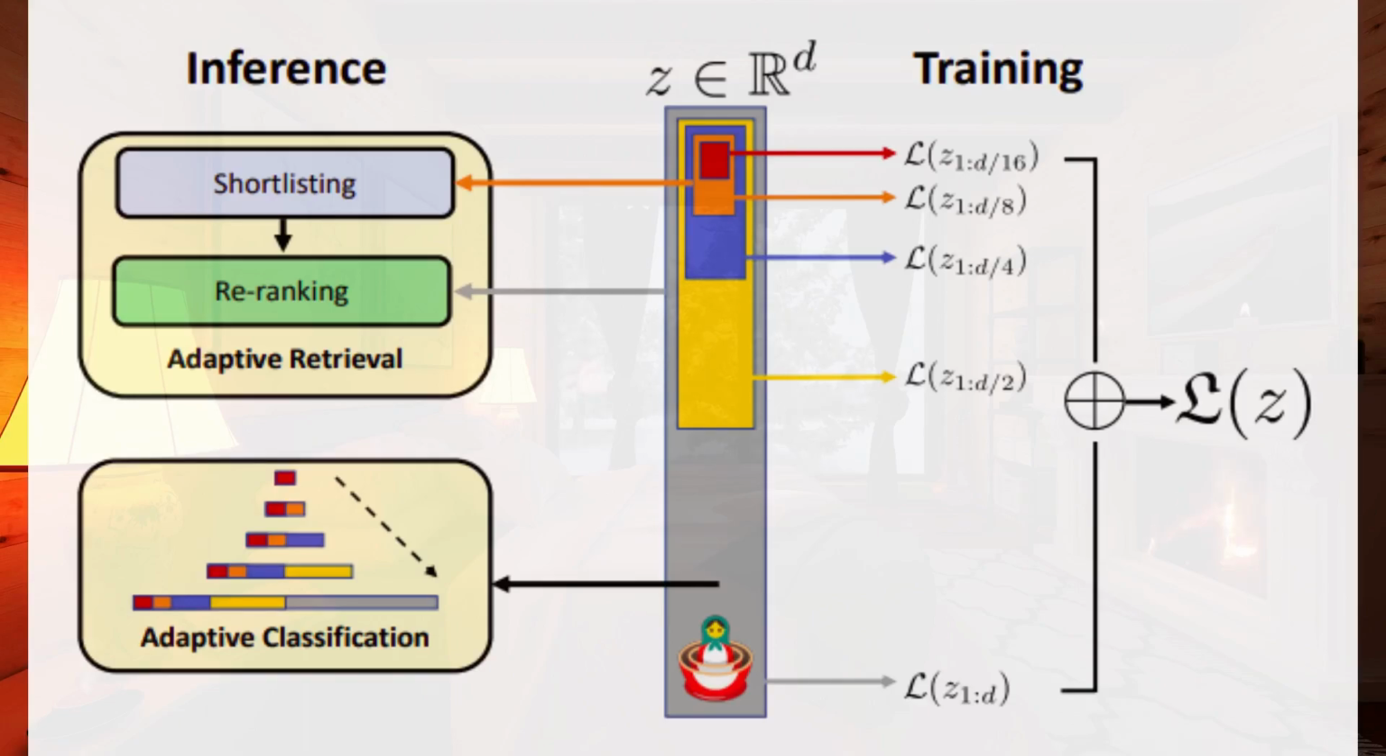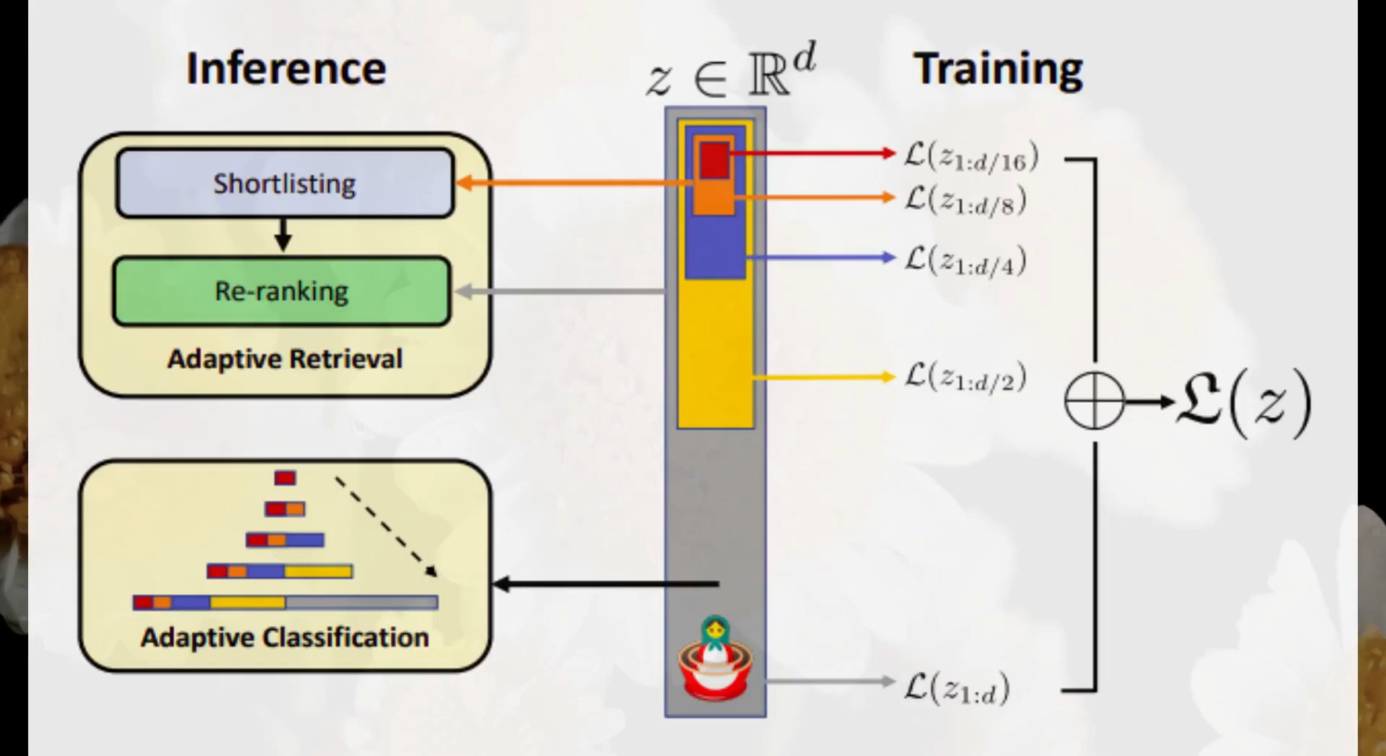Imagine a set of Russian nesting dolls, each nestled inside a larger one. MRL draws inspiration from this concept, proposing a method where models learn representations within representations, progressively extracting more complex and abstract features from the data.